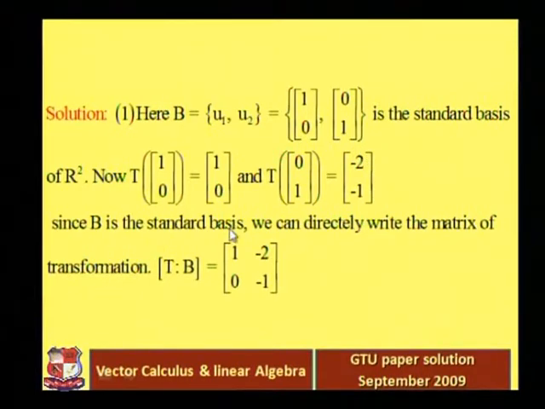Since B is the standard basis, we can directly write the matrix of the transformation T with respect to basis B. T of (1, 0) is equal to (1, 0), so the first column is (1, 0). And T of (0, 1) is equal to (minus 2, minus 1), so the second column is (minus 2, minus 1). So the first part of this question is complete.